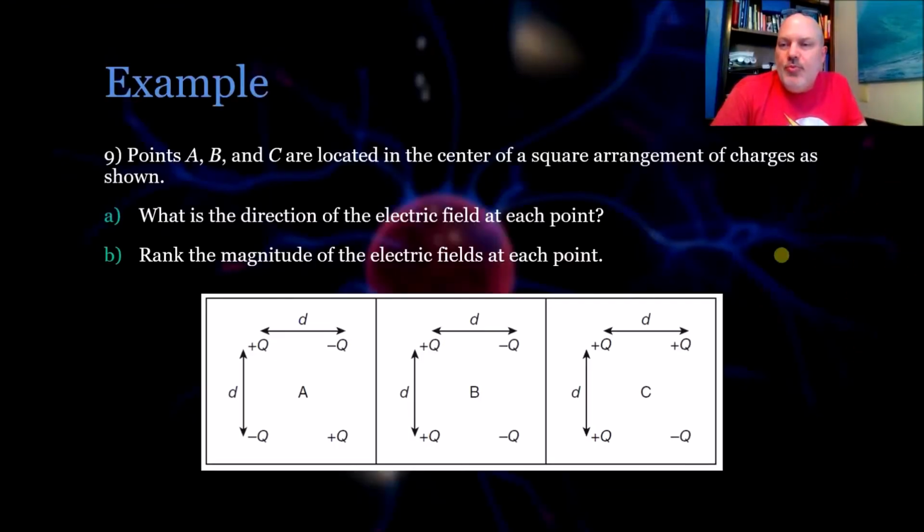Our next problem says points A, B, and C are located in the center of square arrangements of charges as shown. What's the direction of the electric field at each point A, B, and C, and rank the magnitude of the electric fields at these points. See if you can do this on your own, and then we'll work it out together.